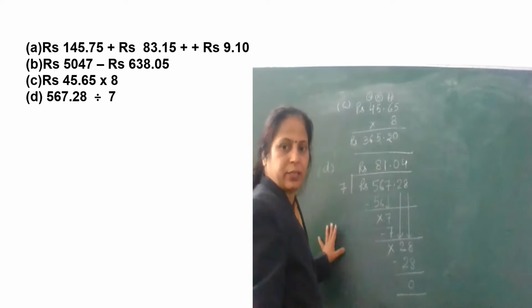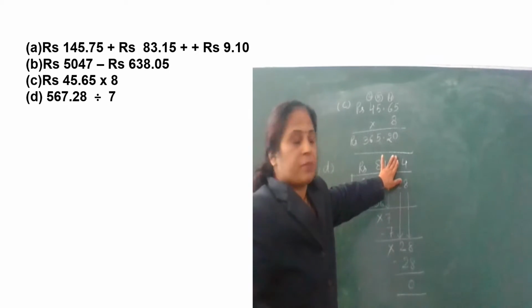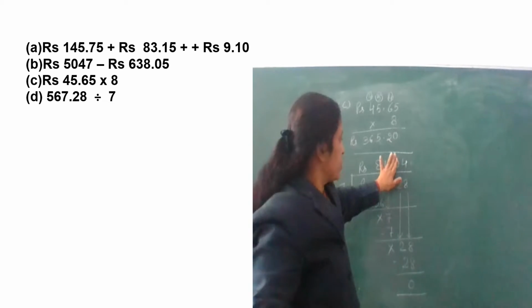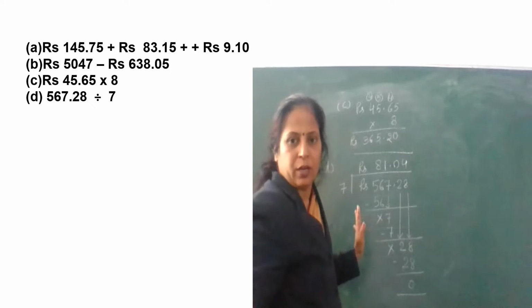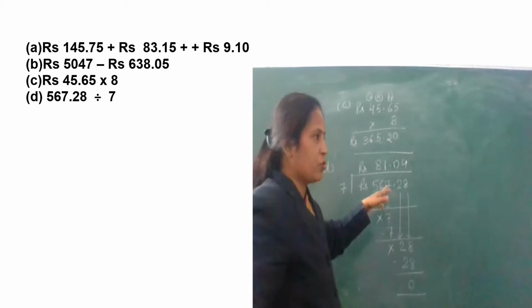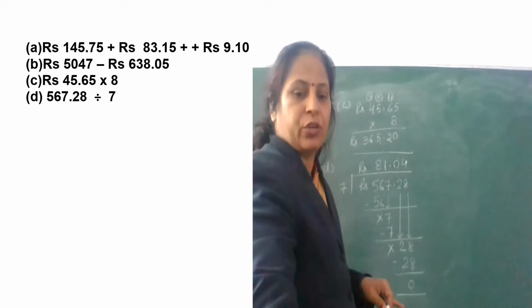81 rupees 4 paisa. Children, if you don't put 0 now, it will be evaluated as 81 rupees 40 paisa. That means after 1 this 0 will be considered. So it is compulsory to write 0. So you know the difference between 4 and 40. So this is what it shows. After point if 0 is there, it is important to mention that. So now the next question.